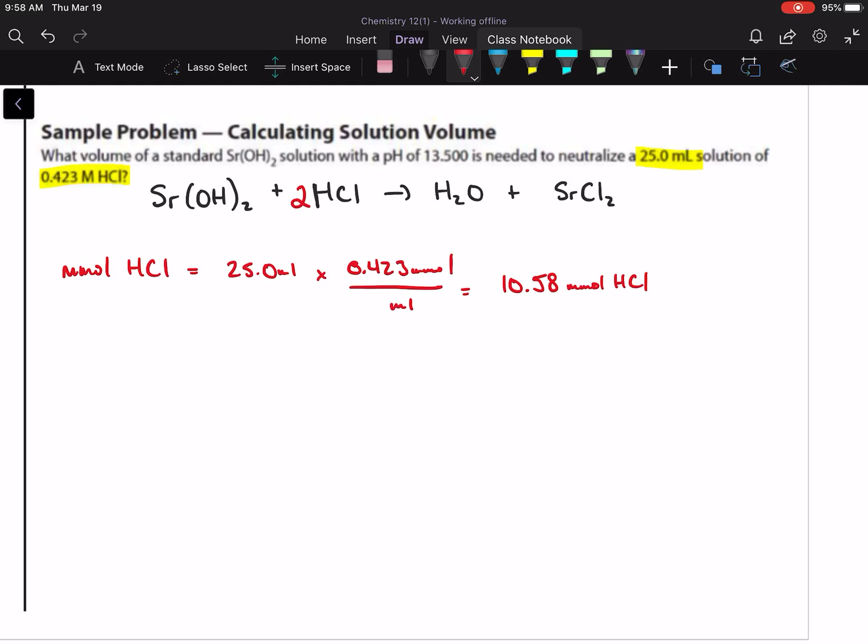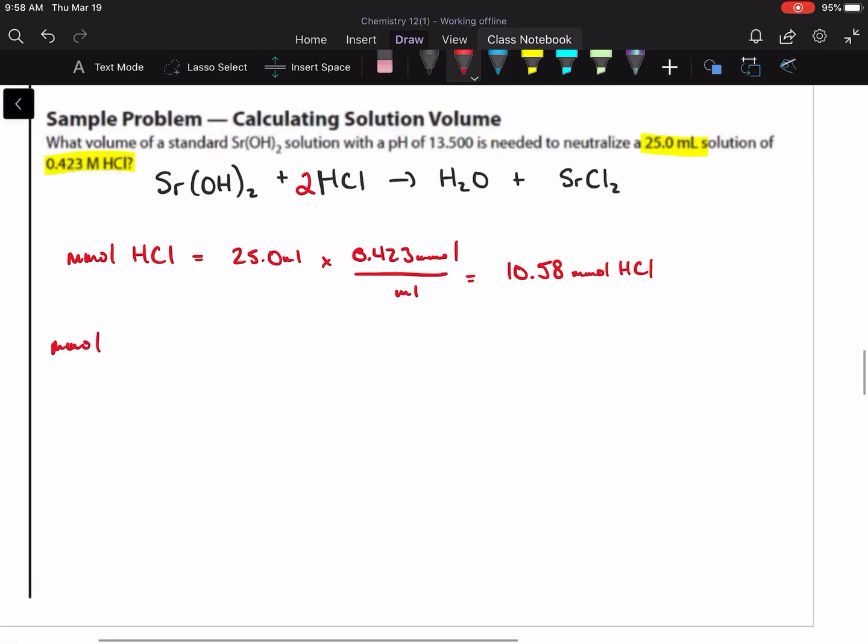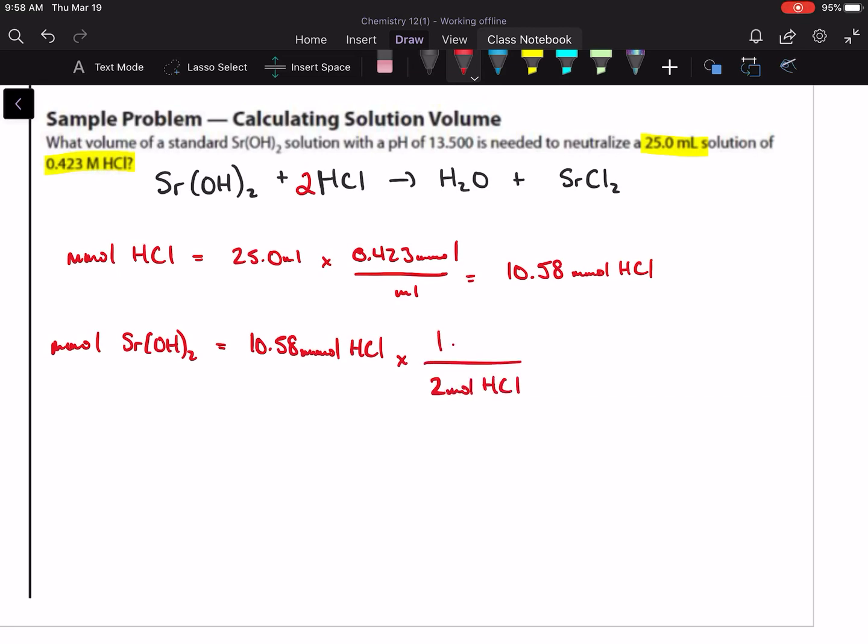Okay, and so at the equivalence point, I know that my moles of hydronium are going to equal the moles of hydroxide ions. So that means that my millimoles of strontium hydroxide is going to equal 10.58 millimoles of hydrochloric acid, and I'm going to use my mole ratio here, 2 moles of hydrochloric acid to react with 1 mole of strontium hydroxide. Okay, and so that's equal to 5.290 millimoles of strontium hydroxide.